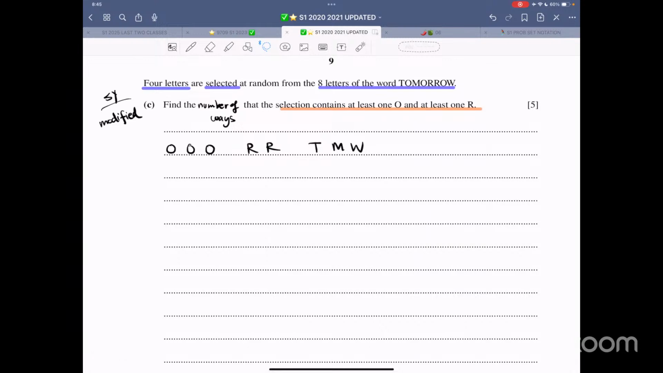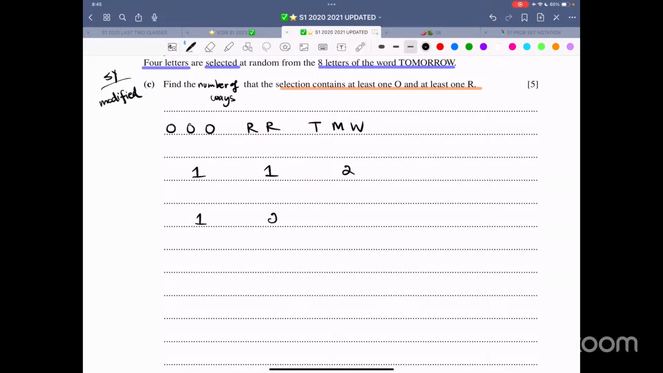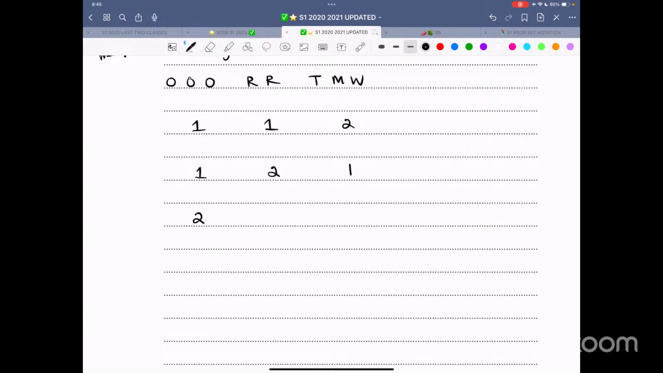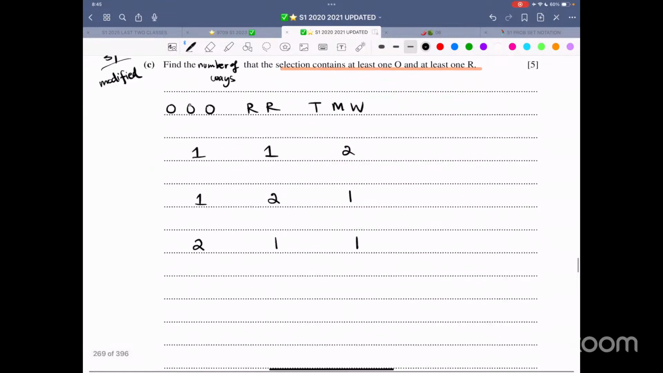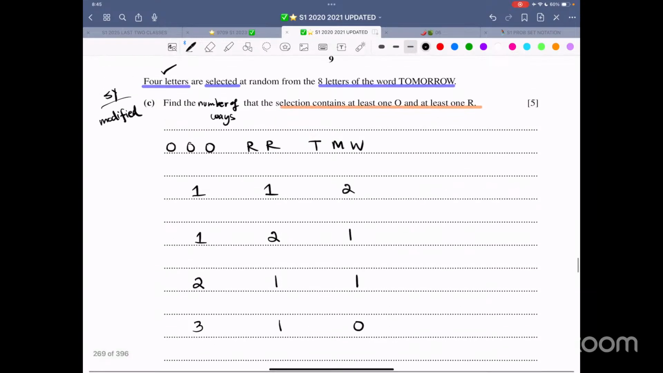So at least 1 O, I can have 1 O. I can have 1 R. And since I need 4 letters, I'll select 2 from here. I can have 1 O. I can have 2 R's. I will select 1 from here. I can have 2 O's. I can have 1 R. I can select 1 from here. Are there any other options? I don't think so, because it's at least one. What about 3 O's and 1 R? Yes, that is also a possibility.